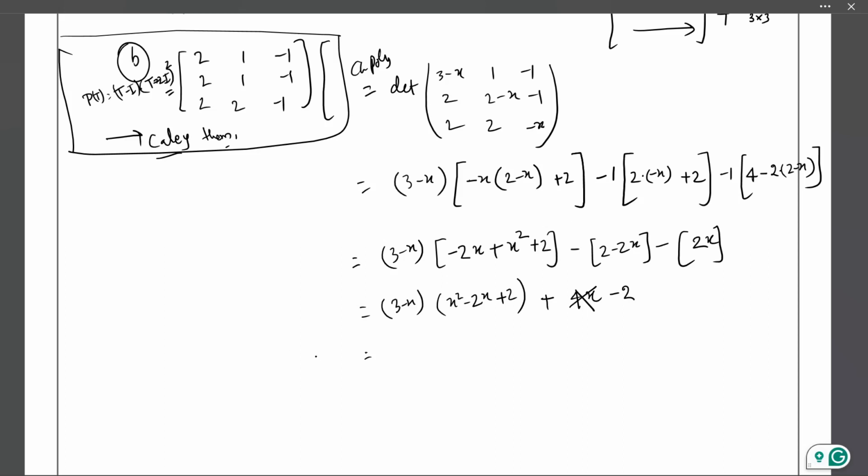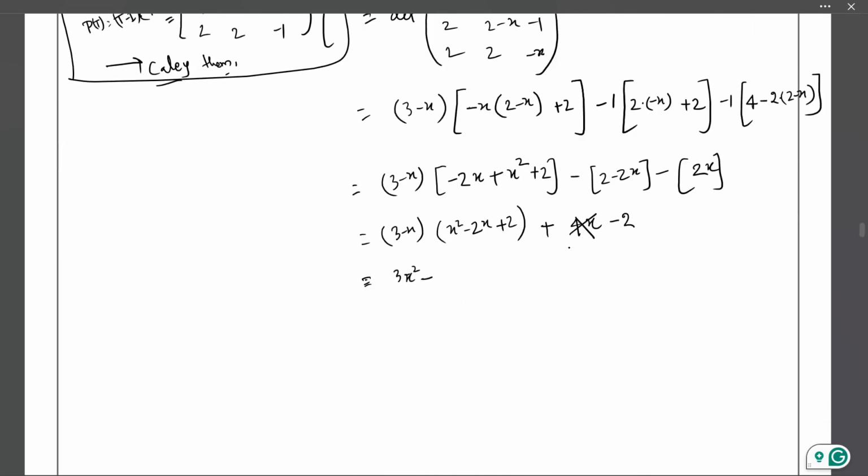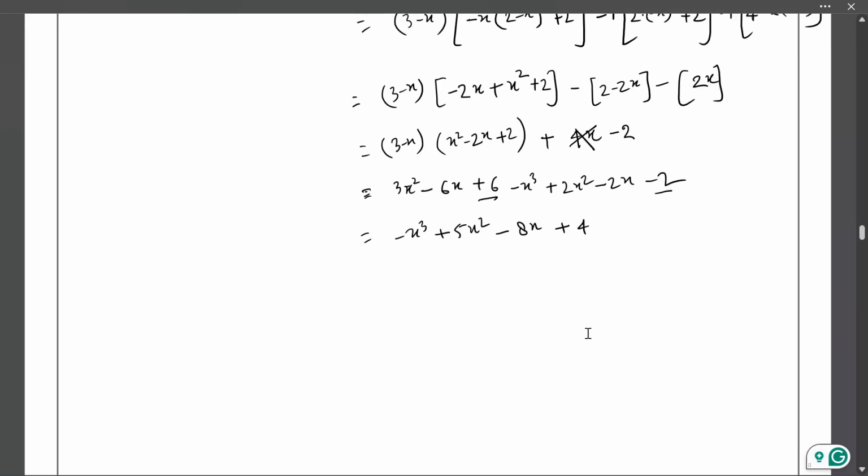Or we should expand this and then factor the polynomial. This is a tough job. Anyway, we have to do this. We'll do it, so let's write it here. 3 minus 3x square minus 6x minus 6x plus 6, right? Minus x cube, minus minus becomes plus 2x square minus 2x minus 2. This 6 minus 2 becomes minus x cube plus 5x square minus 8x plus 4, right? One satisfies this. So x minus 1 is a factor.